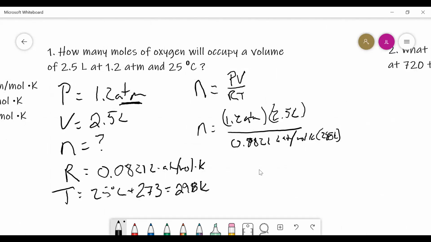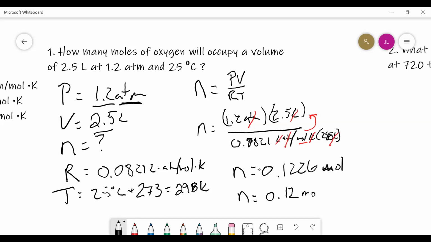So we can see here, atmospheres is going to cancel, liters is canceling, Kelvin is going to cancel, leaving us with moles on the bottom, which of course, any denominator within a denominator moves right up to the top. So in this case we have n equals 0.1226 moles. And since we are dealing with 2 sig figs as our smallest, n equals 0.12 moles. All right, simple enough calculation.